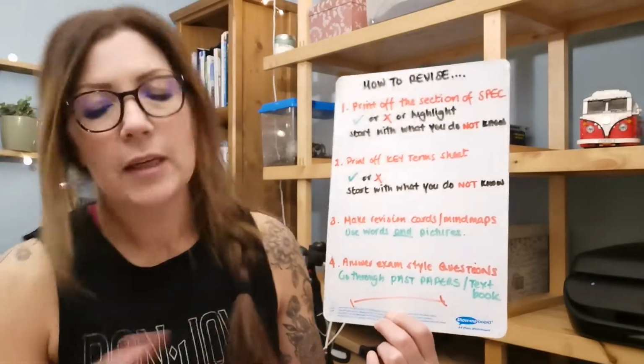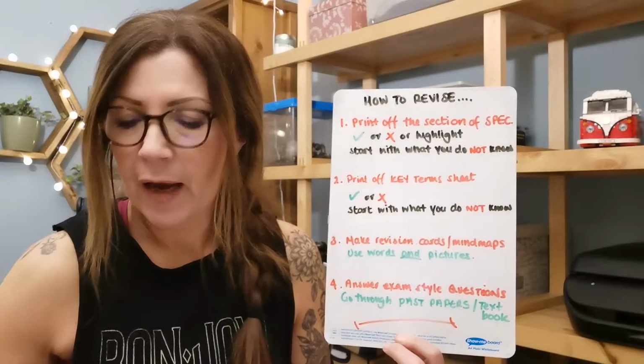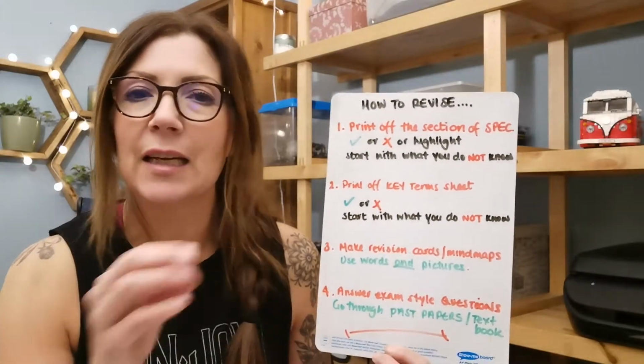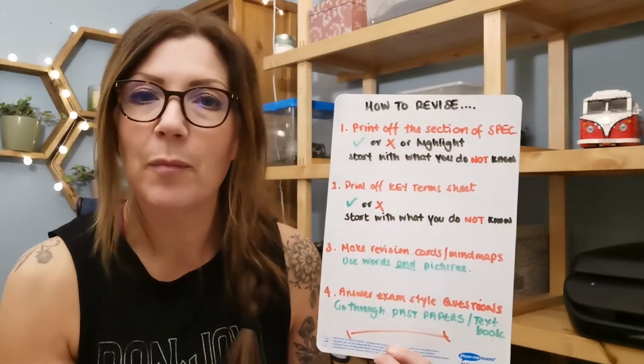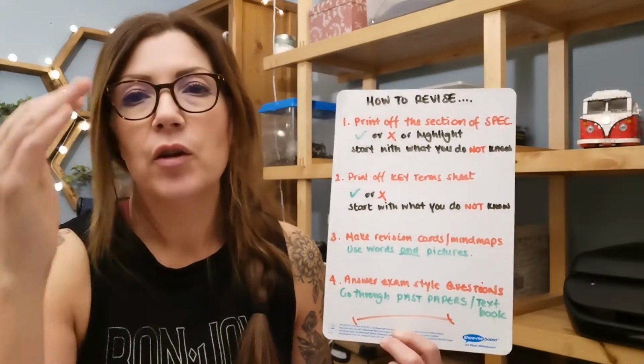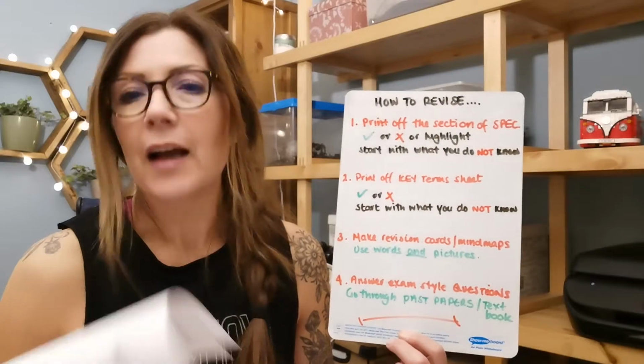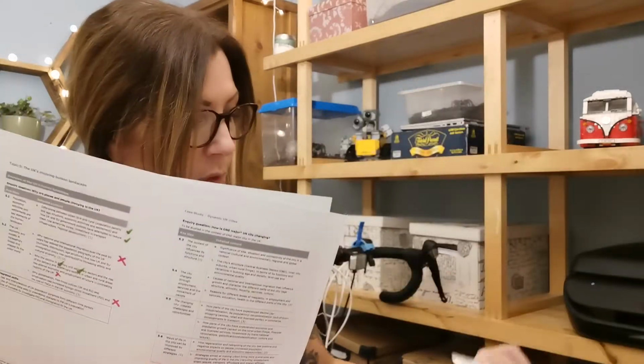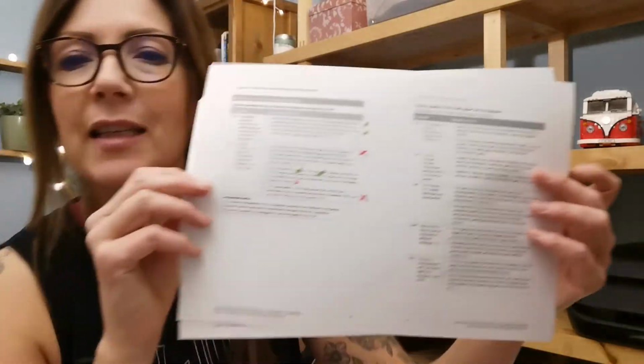So number one is print off the section of the spec. Now, in all of the specs, whether it's GCSE or A-level, you can go onto Edexcel if you haven't been given these at school, and you can find the specification and you can download parts of it. Now, I normally print them off like this, so I'll put this one down for a second. And this is the specification.